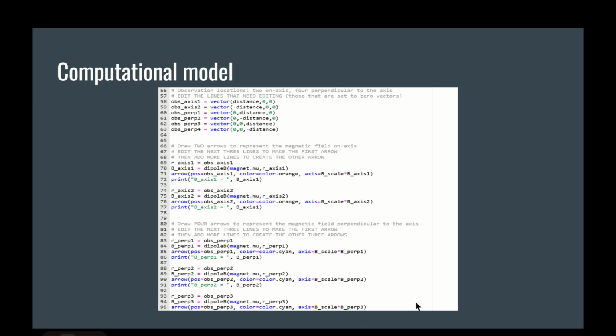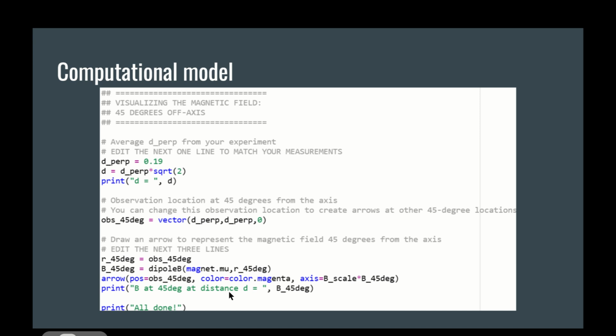All it's doing is creating a magnitude. It's taking that dipole function and applying it to that observation point and that magnet. And so it is essentially creating magnitudes for the arrows. Same here, except it's creating the magnitude for this 45-degree arrow, which is going to be extremely important. We will use that to find our B net.